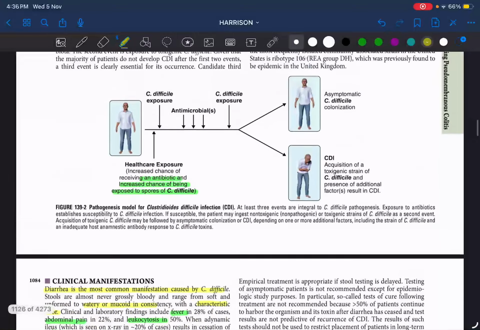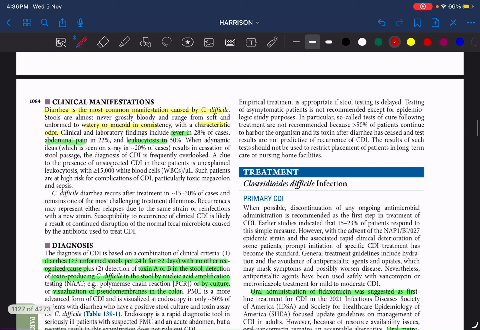Once that is done, as I told you, the healthcare exposure, increased chance of receiving an antibiotic, and increased chance of being exposed to spores of Clostridium difficile. So coming to the clinical manifestation, diarrhea is the most common manifestation of Clostridium difficile infection. It characteristically presents as diarrhea, but unlike the other cases of diarrhea, which resolve over a period of time, CDI diarrhea won't resolve over a period of time.